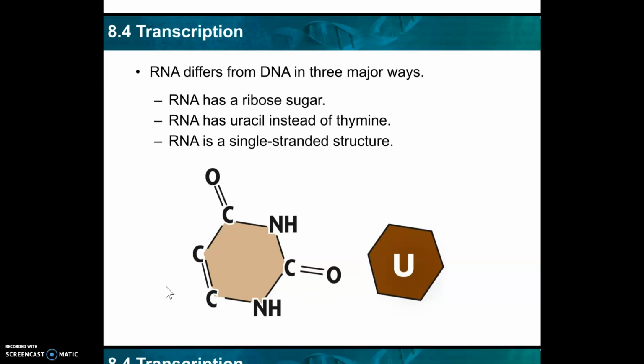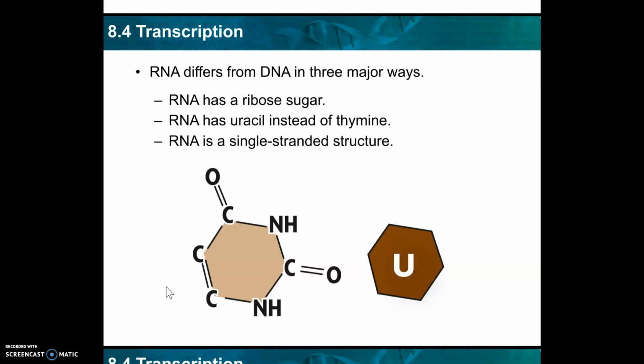All right, but before we go over the specific steps of transcription, we must go over the differences between RNA and DNA. So RNA has 3 very important differences with DNA. RNA does not have a deoxyribose sugar. RNA has a ribose sugar. It is structurally different from a deoxyribose sugar.